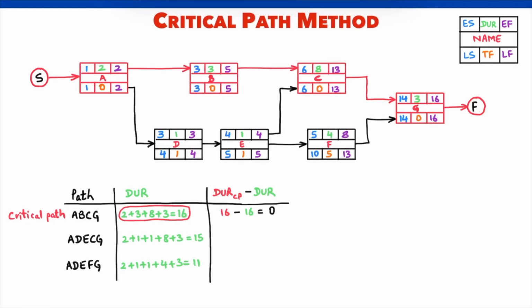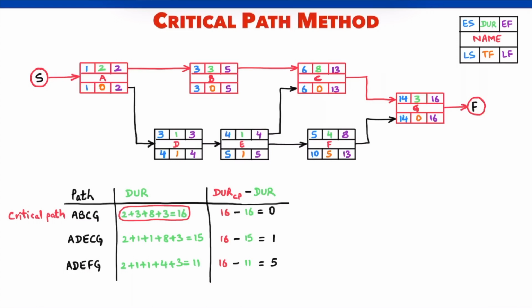For A, D, E, C, G, we have 16 minus 15 or 1. Finally, for A, D, E, F, G, the gap is 16 minus 11, that is 5.